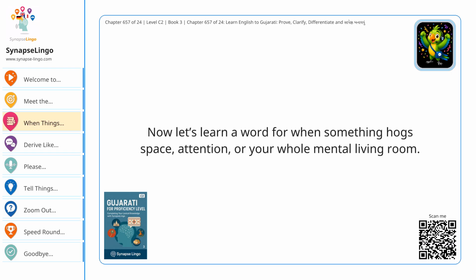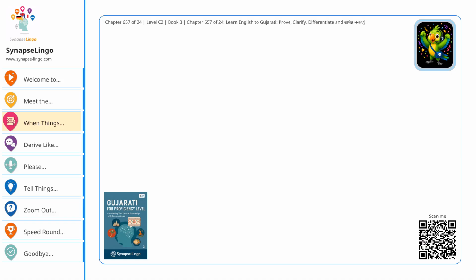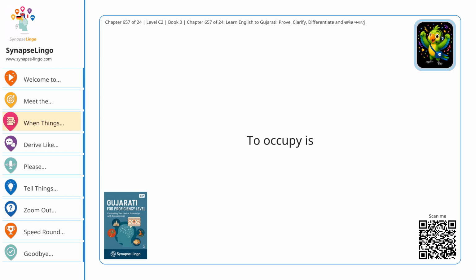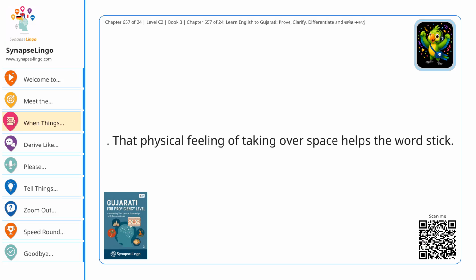When things take over. Now let's learn a word for when something hogs space, attention, or your whole mental living room. Yes, this includes giant backpacks and unnecessary worries. To occupy is કબજે કરવું. A huge table can કબજે કરવું the whole room. Fear can કબજે કરવું the mind. A cat can કબજે કરવું the best chair and then act like it pays rent. Stretch your arms wide and say કબજે કરવું. That physical feeling of taking over space helps the word stick.